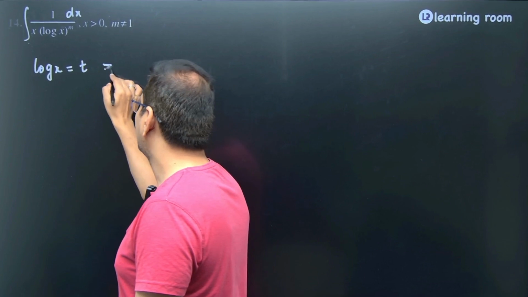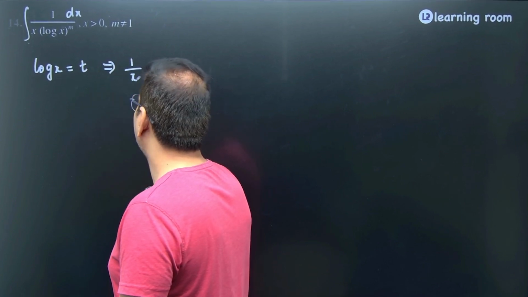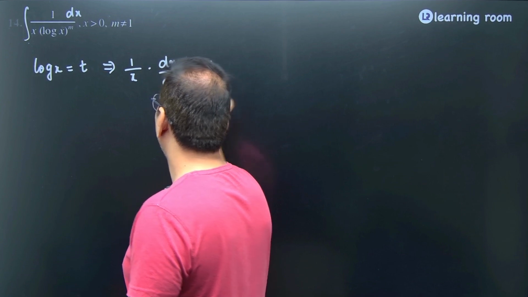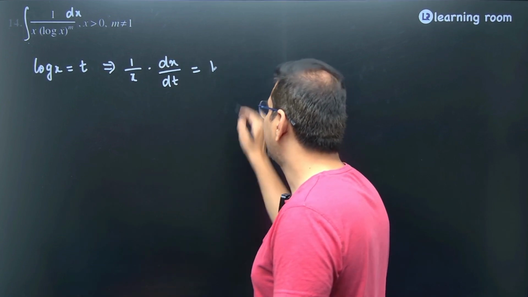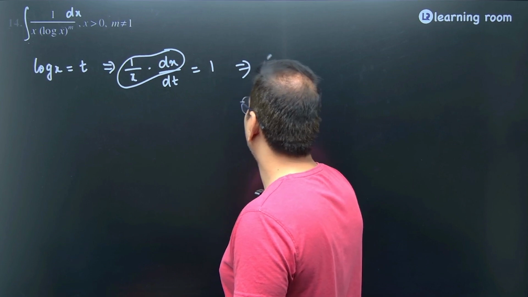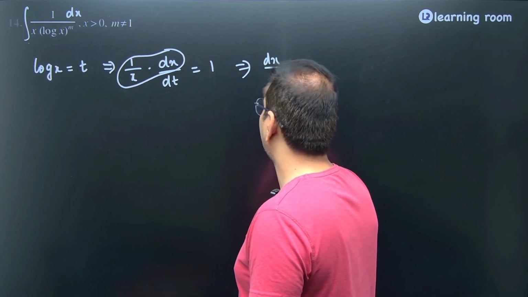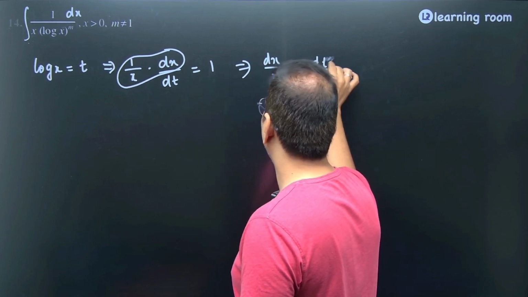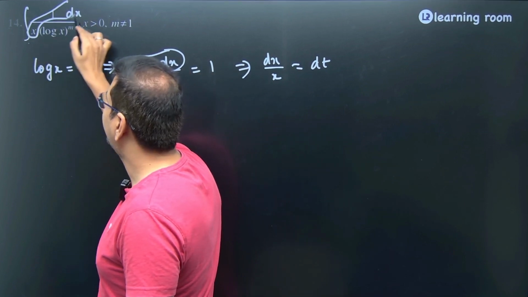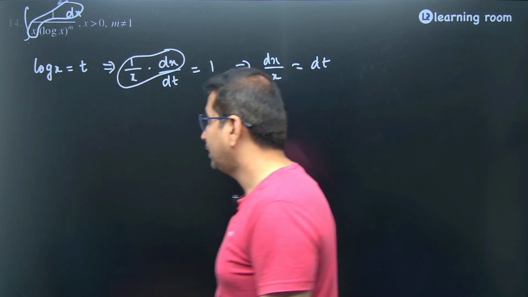So differentiating on both sides, what do we get? 1 by x into dx divided by dt is equal to 1. Which implies dx by x is equal to dt will go to the other side. So it is dt. Now the idea is dx by x is replaced with dt.